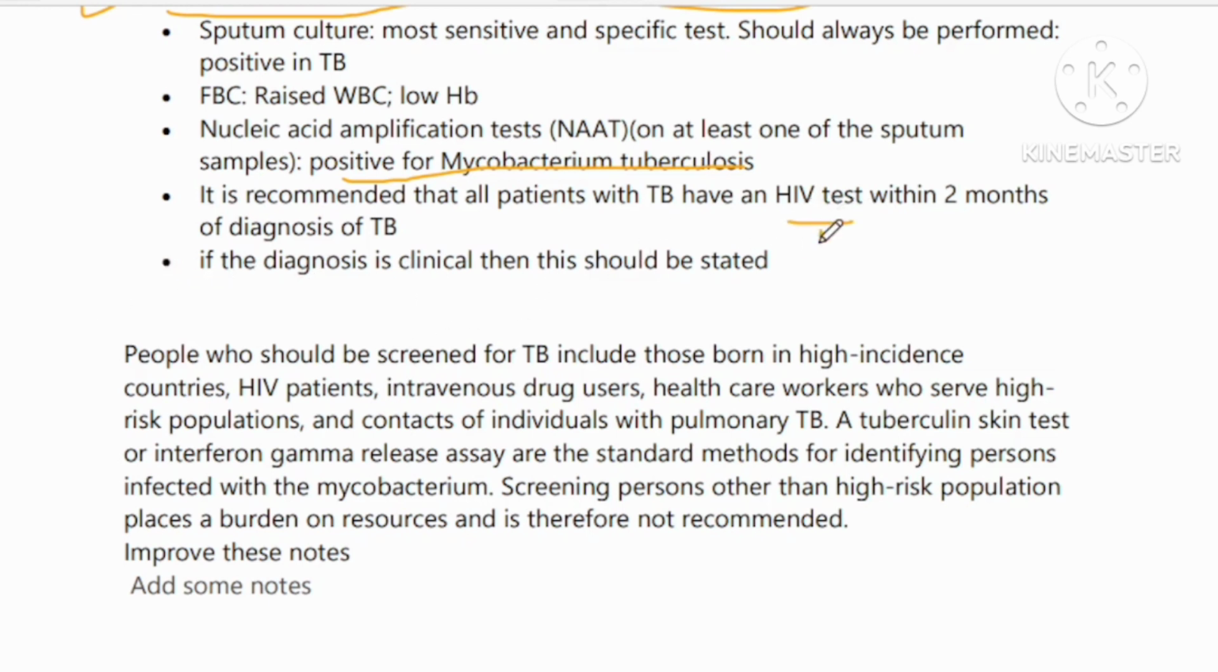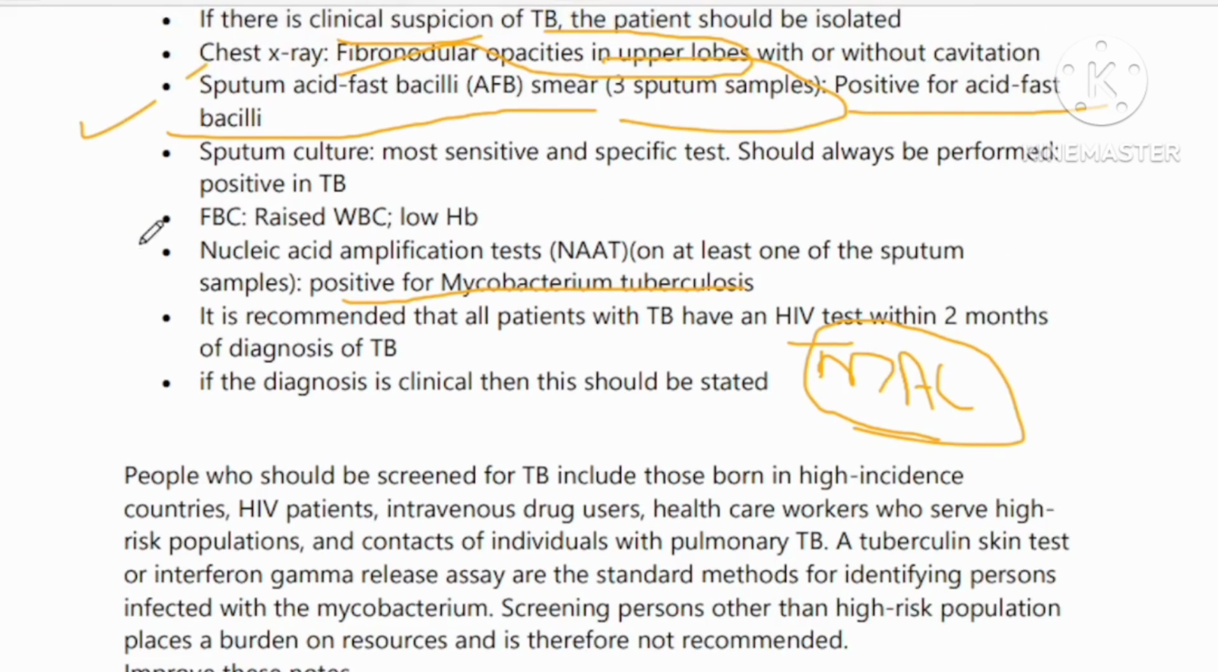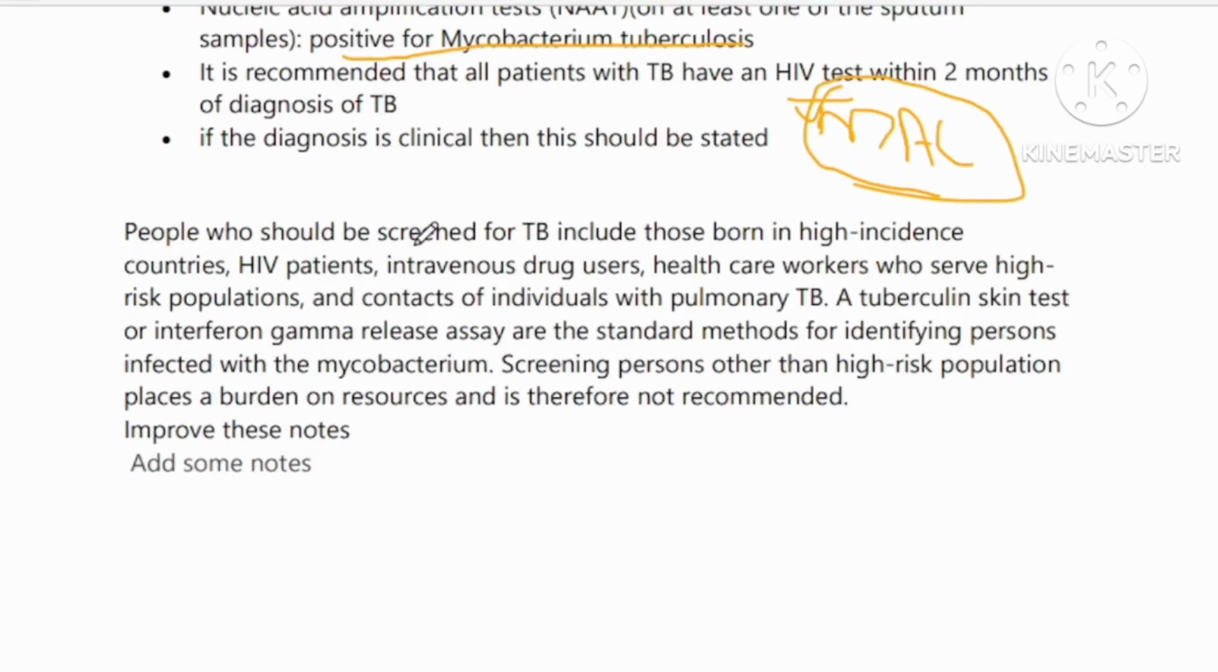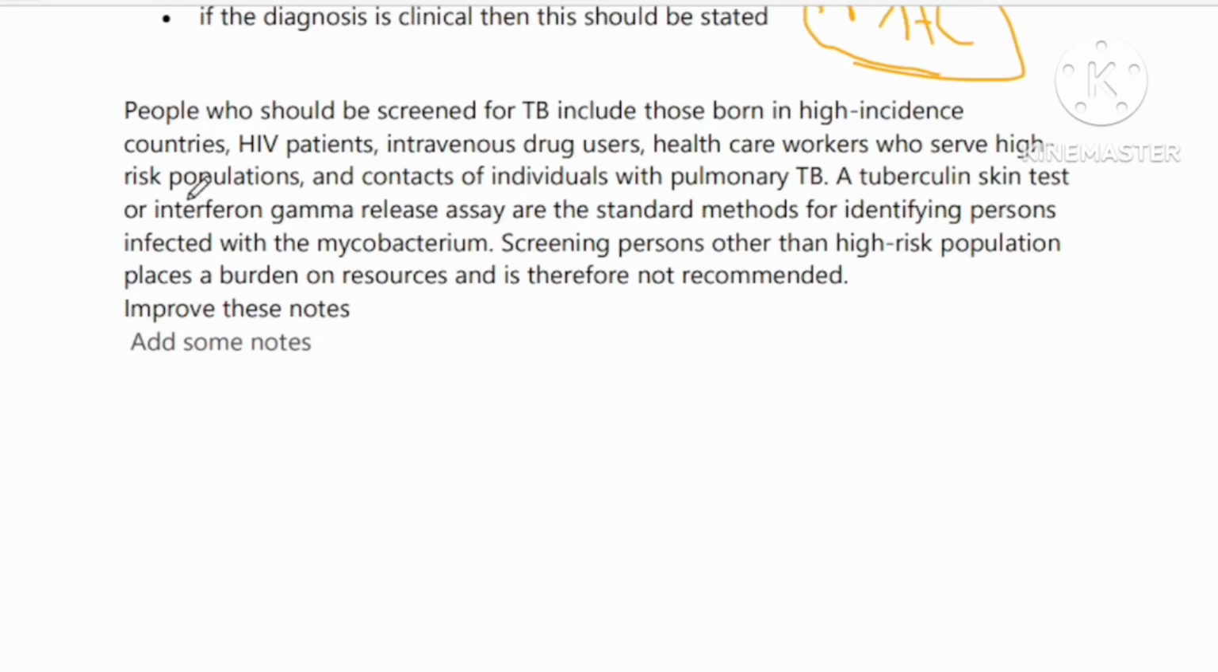Because in HIV patients, there is also a form of tuberculosis when the CD4 count is less than around 50, the Mycobacterium avium complex. So when you go for the sputum for AFB, it detects the Mycobacterium, so it may be positive. So it is recommended that all patients with TB have an HIV test within 2 months of the diagnosis of TB. If the diagnosis is clinical, then it should be stated.